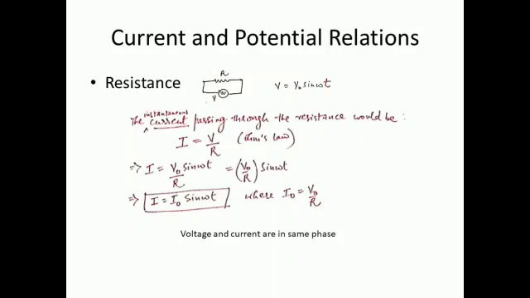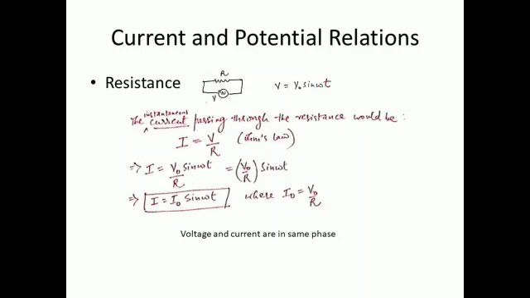When we apply a sinusoidal AC voltage V to a resistance R, we can express V as equal to V naught sine omega t. The instantaneous current passing through the resistance would therefore simply be equal to V by R according to Ohm's law, and therefore I can be expressed as V naught by R sine of omega t. Now the quantity V naught by R can be expressed as I naught, so therefore we get I equal to I naught sine omega t, where I naught is simply V naught by R.